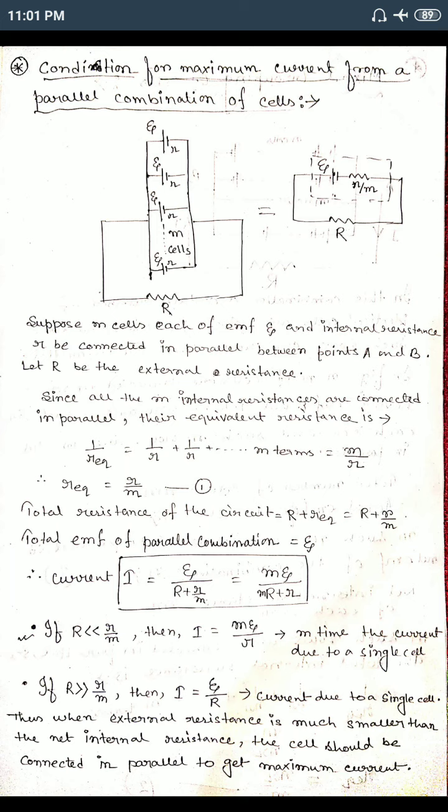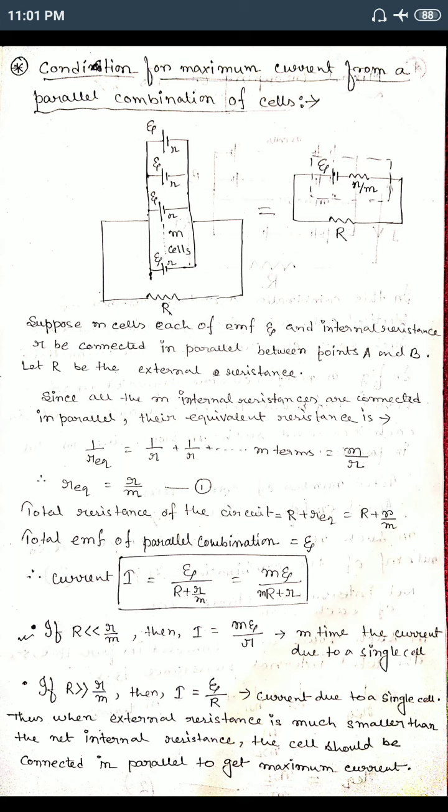Now we use the two conditions. If R is very much less than r by m, that is, the external resistance is very much less than the internal resistance, then we neglect the capital R term. So we get I equals mE by r. mE by r.